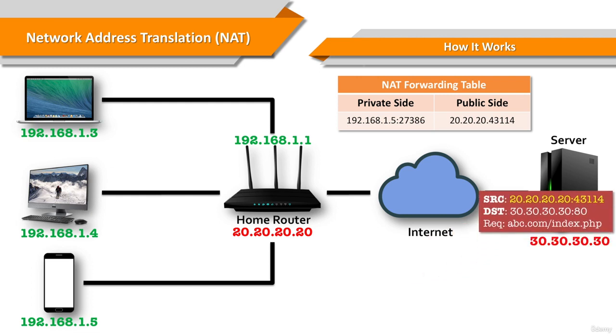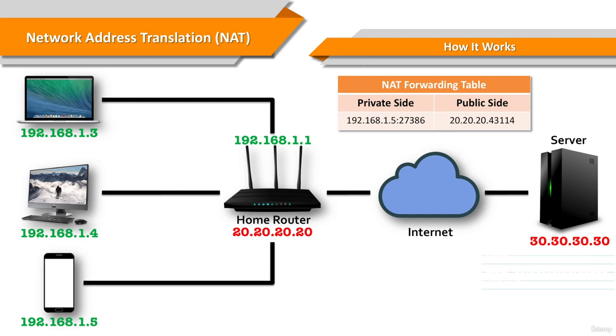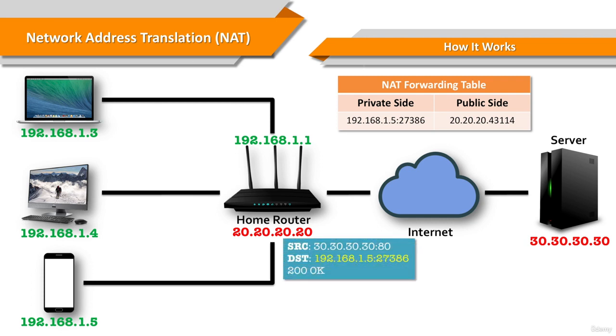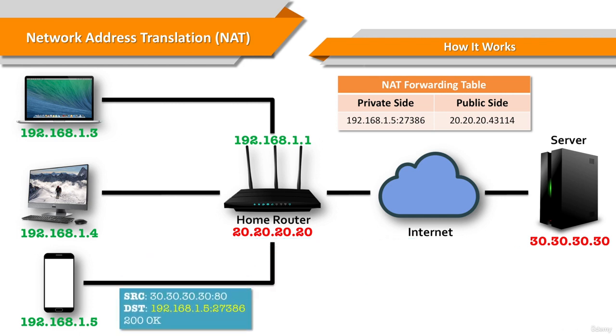So moving right along, the packet travels over the internet and arrives at the web server. The web server creates a reply packet where the source IP address is itself and the destination IP address is the public IP address of the home router. When our home router receives a response, it looks at the NAT forwarding table and replaces the destination IP and the port according to the mapping inside the table. And finally, the smartphone receives the packet. Pretty cool, huh?